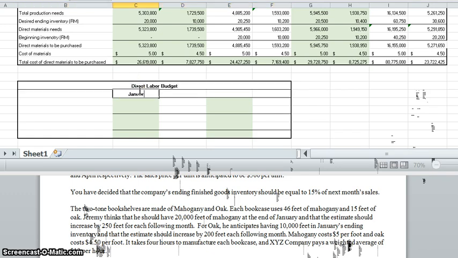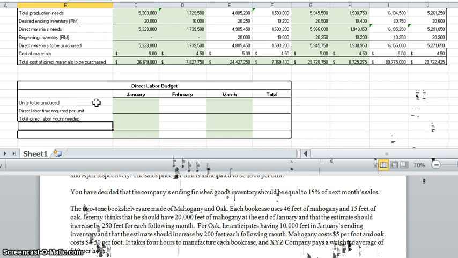We're just going to be dealing with the standard months since we only have one type of labor. January, February, March, and a total. So when we're doing our direct labor budget, we're focused on the units to be produced, the direct labor time required per unit, total direct labor hours needed. That's what our result will be when we multiply those through.